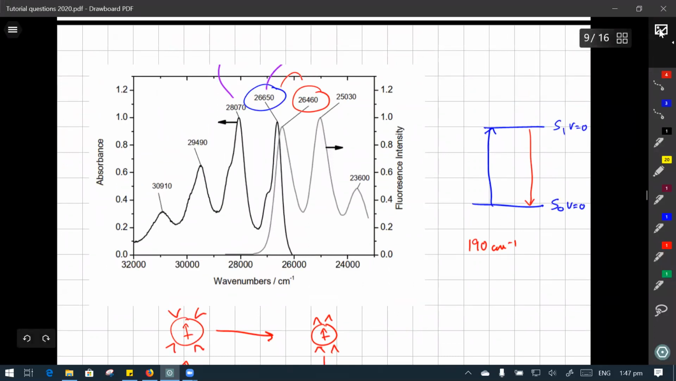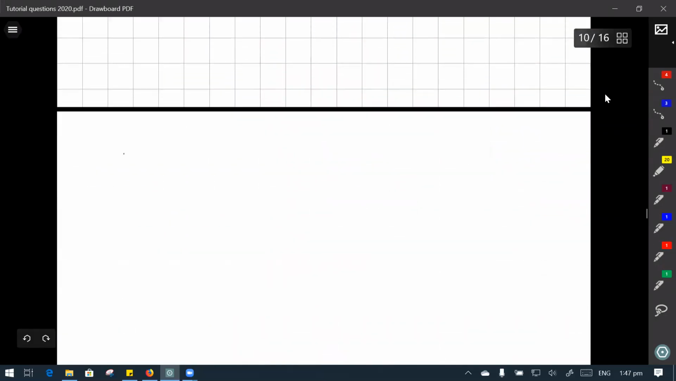Oh, so it's got it there actually. So some things it's quite good at, and some things it's not quite so good at. So if you imagine in your mind's eye this. So let me just write down 26650. So we've got 26650.